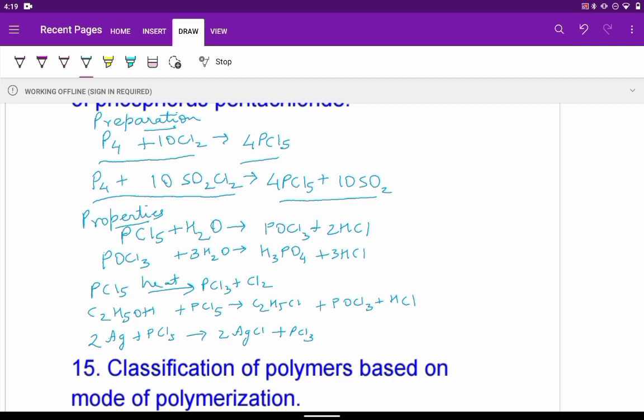When we heat it, it will sublime, but it will decompose on stronger heating. So on stronger heating, PCl5 will give PCl3 plus Cl2.